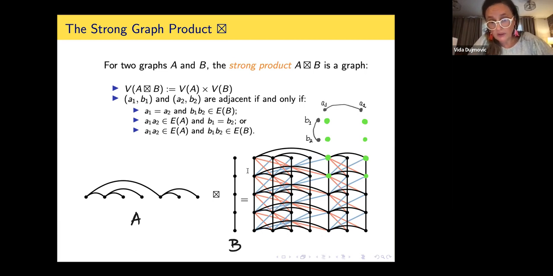If that was all, you would get what is called the Cartesian product. But here we are looking at the strong product, which has some extra edges. The extra edges are as follows. The Cartesian product would be the black edges. If you take the Cartesian product of these two graphs, and you take any vertex, and you look at an edge in A and an edge in B, they form a quadrilateral, like here on the top.